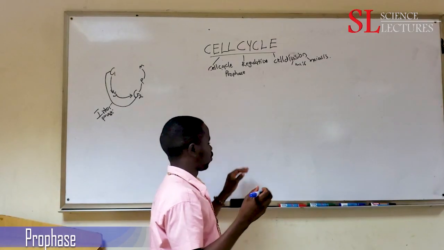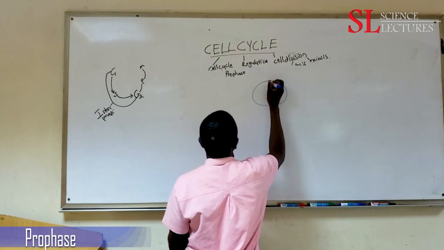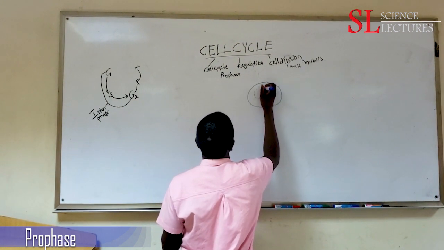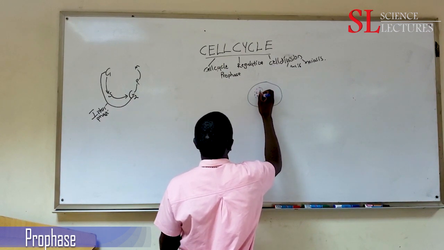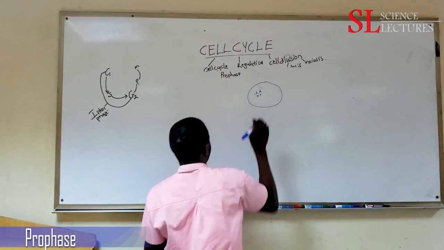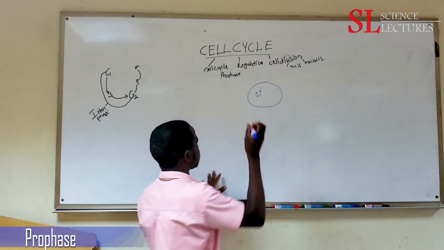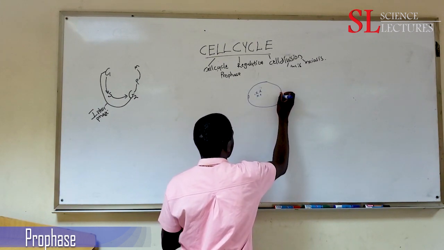So still under prophase, say this is our cell. Now the nuclear membrane has disappeared. Our chromatins have condensed to form chromosomes. Then we shall have formation of microtubules.